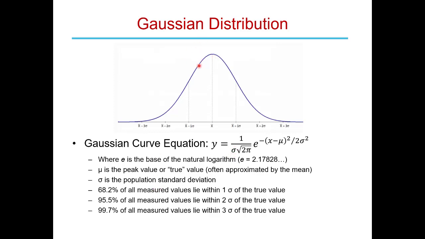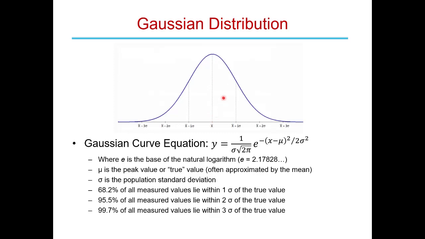So by looking at the area underneath this curve, we can figure out the percentage chance that you are within a certain distance of the true value. So 68.2% of all measured values lie within 1 standard deviation of the peak here, the true value. 95.5% of all measured values lie within 2 standard deviations of this central value. So that's how we're able to say something about probability.